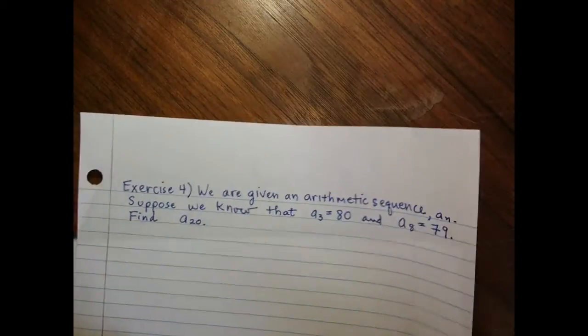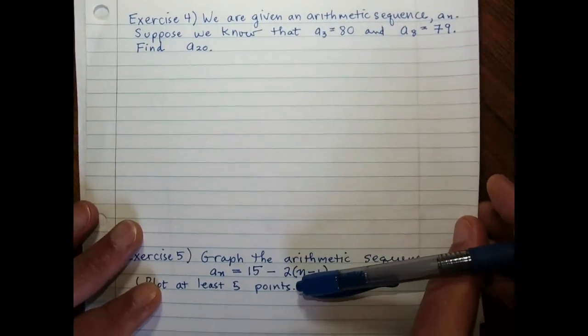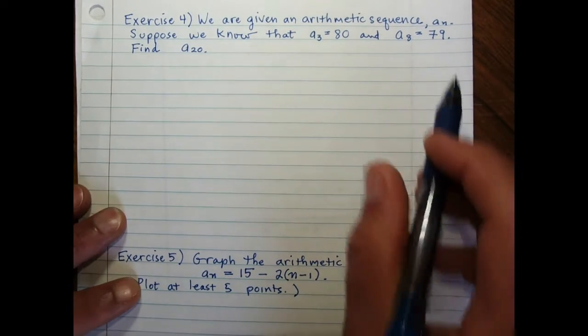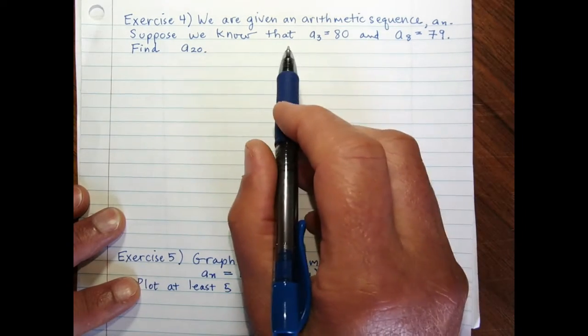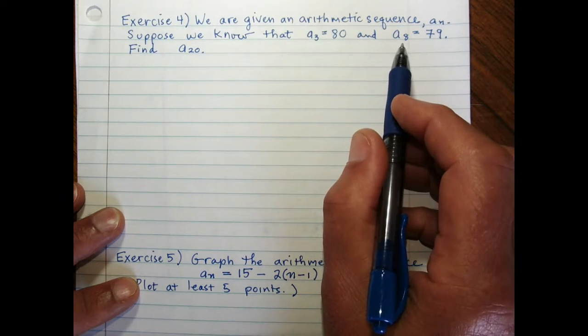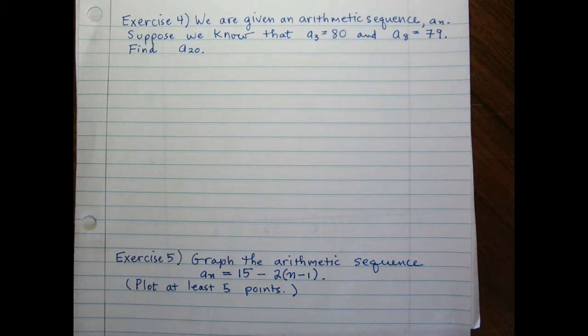It's kind of similar, okay? We are given an arithmetic sequence, so a sub n, we know it's arithmetic. We know a sub 3 is 80, a sub 8 is 79. We want to find a sub 20. Now, one thing about that method I just used, if terms are really far apart, you're adding on a whole lot of D's in between. So I am going to take an alternate approach here.